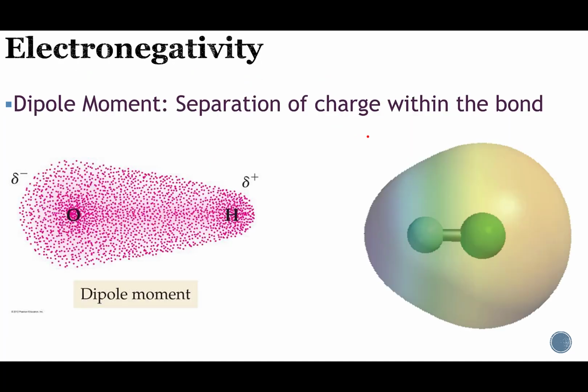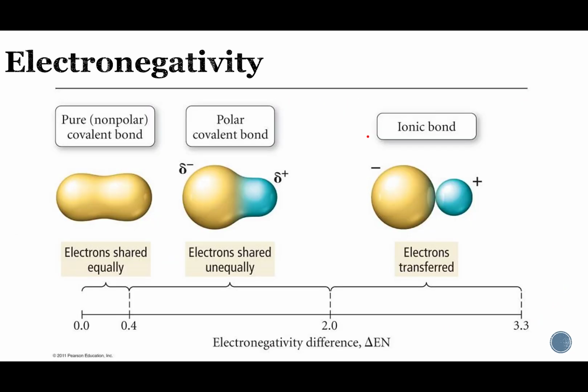Well, we've got this chart. If I subtract the electronegativities and that difference is 0 to 0.4, we would say, yeah, that's not really that big of a difference. So if the electronegativity difference is 0 to 0.4, we would say they're sharing them equally. That is a pure covalent bond. No separation of charge. We're sharing evenly.